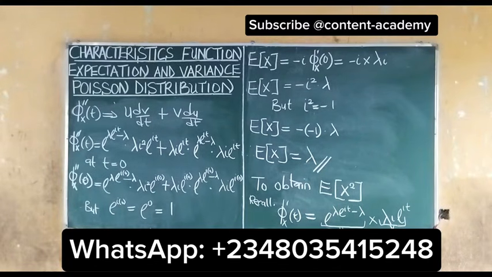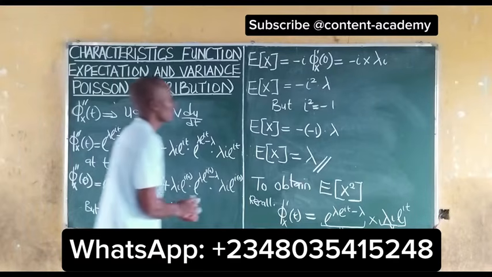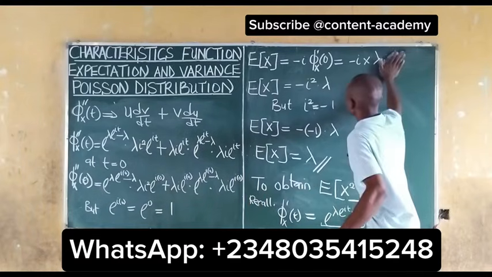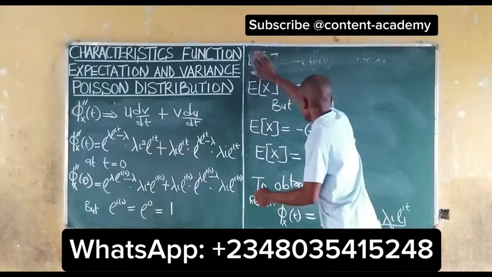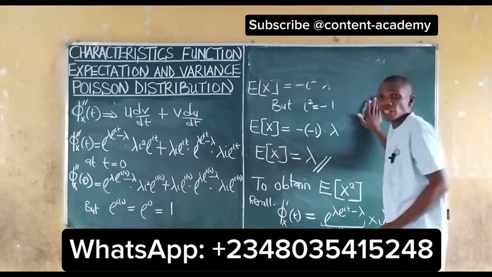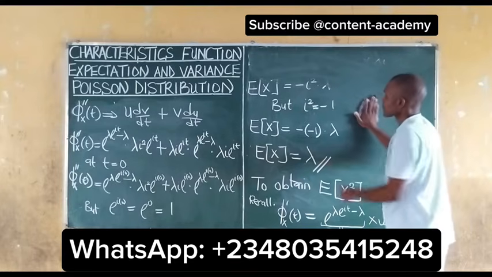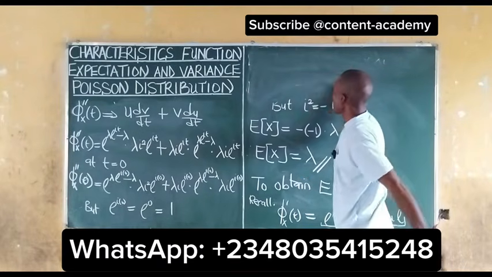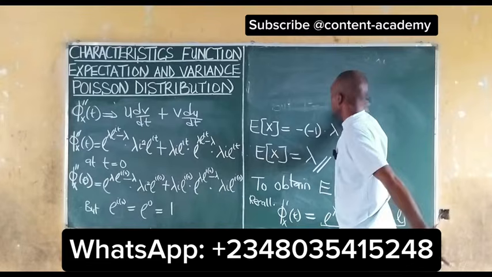So we move over to the other side of the board to compute. We should not forget that our expected value of x is lambda, because we recall that when we are looking for the variance.